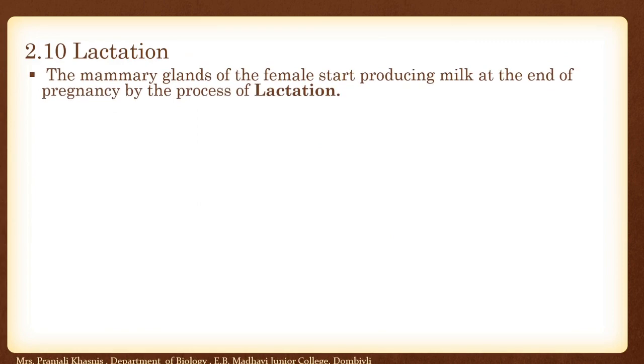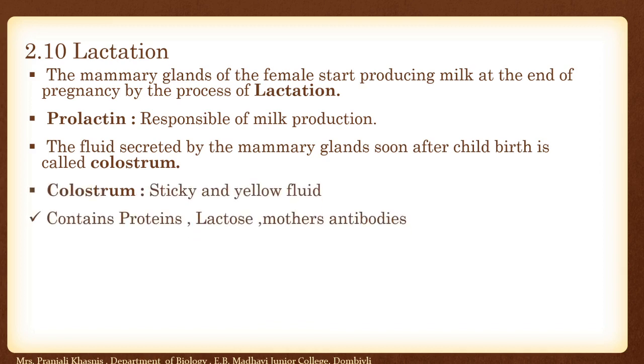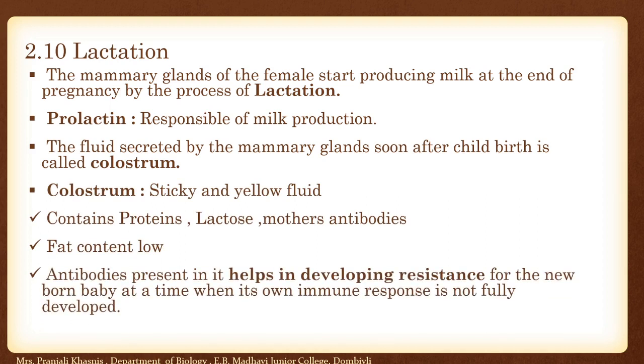The mammary glands of females start producing milk at the end of pregnancy by the process called lactation. The hormone prolactin is responsible for milk production. The fluid secreted by the mammary glands soon after childbirth is called colostrum. This colostrum is a sticky yellow fluid. It consists of proteins, lactose, and the mother's antibodies.